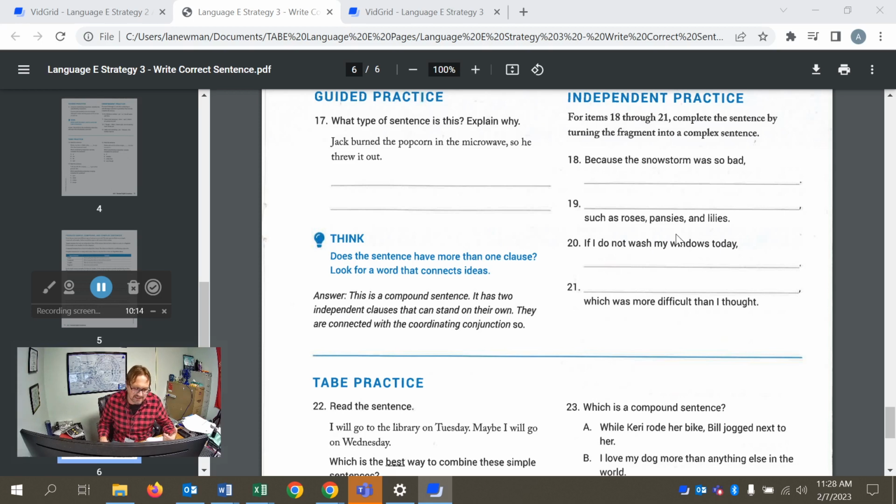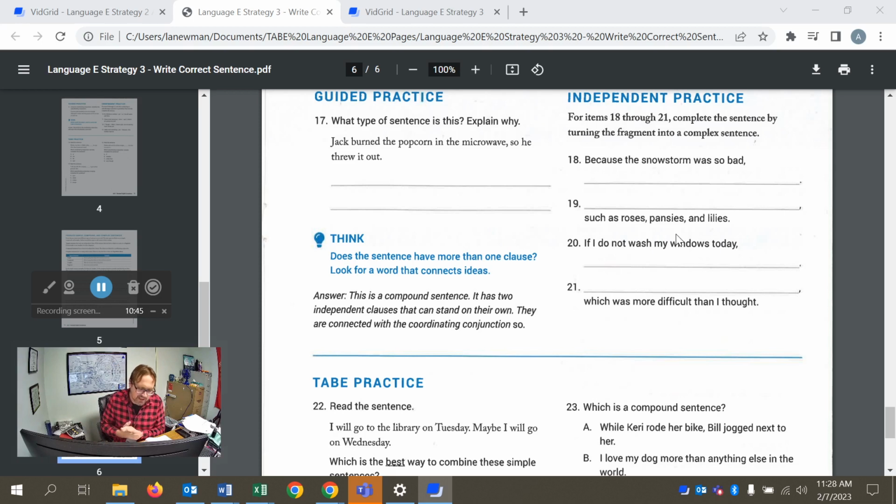Okay. In 18 through 20, we're supposed to look at the fragment, the incomplete sentence, and add another clause which turns it into a complete sentence. So your sentence could sound and look a little bit different than mine. But one thing to note is that what you have written on these lines should have a subject and a verb linked to it. That's kind of the bottom line. No matter what it is you've written, it should have a subject and verb.